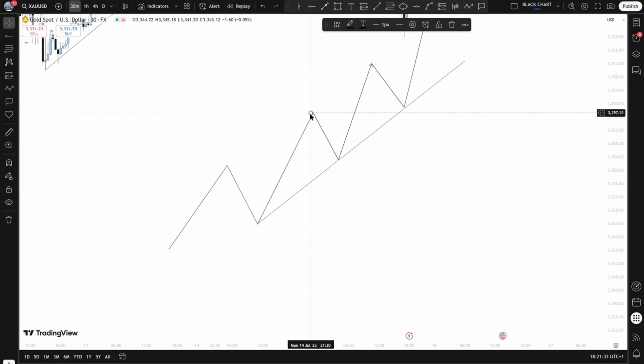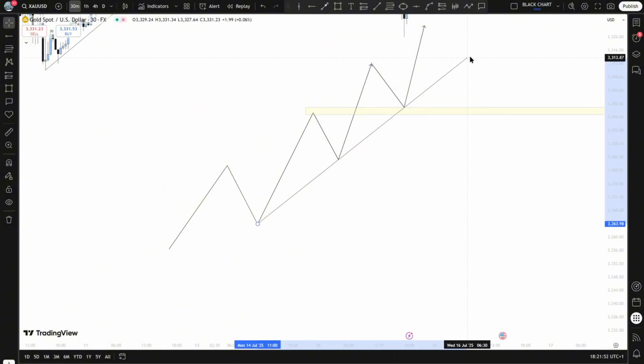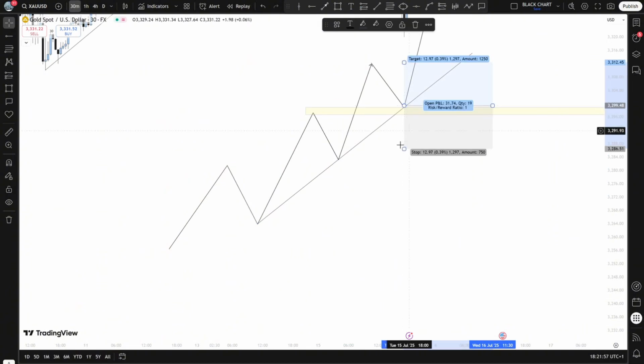Now let's remove this line right now and use a horizontal box. Let's say we have a resistance here right now. So price is bouncing on that resistance. Price is not just bouncing on that resistance, we also have a third trend line bounce. This is where I look for an opportunity.